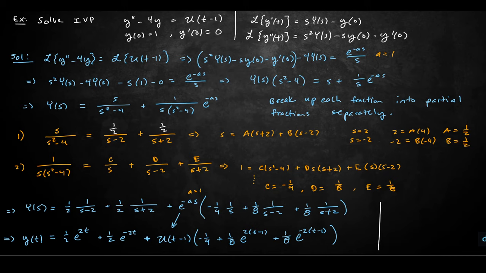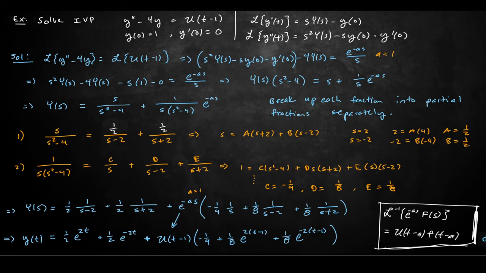One more time, we'll write it in inverse transform notation as Laplace inverse of e to the negative as times F of s is equal to u of t minus a times f of t minus a. So that's basically what we're doing right there, taking those inverse transforms. It's probably better to write it in terms of an inverse Laplace. So just using the second translation theorem in reverse, part A. And so that is our solution. That's it right there.